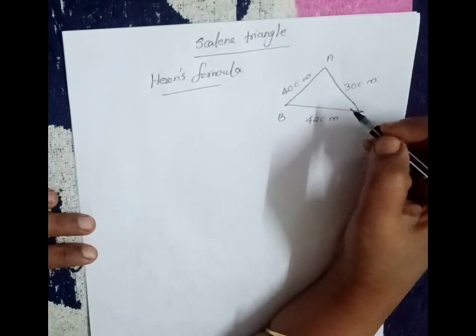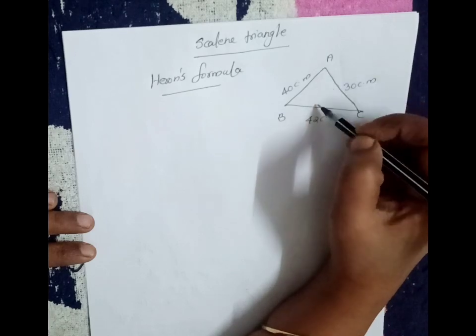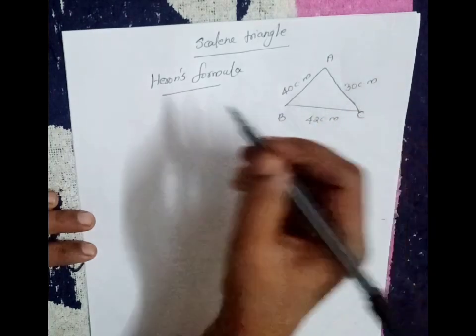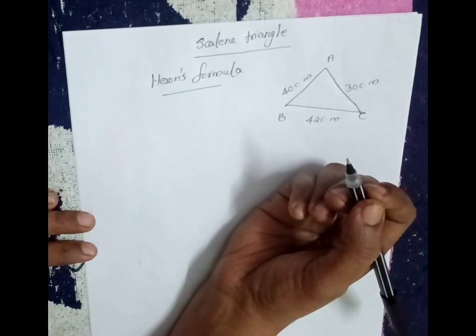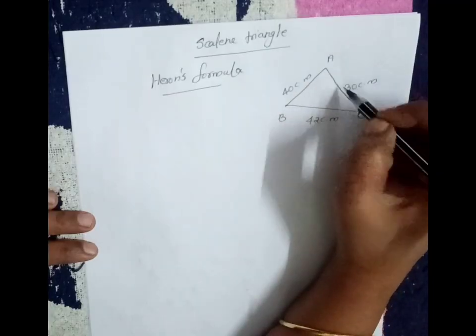In this triangle, how can we find out the area? Here we cannot draw a perpendicular from the midpoint. That is why we use Heron's formula. In this formula, first we find the perimeter of the triangle ABC. What is perimeter? Perimeter means adding the lengths of the three sides.